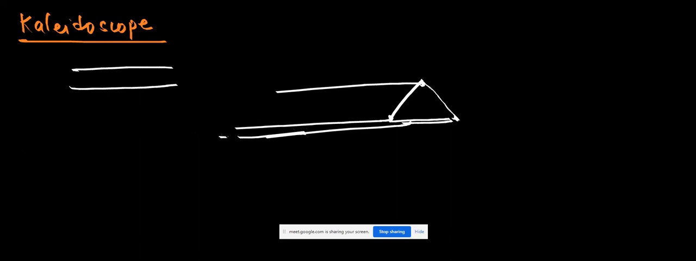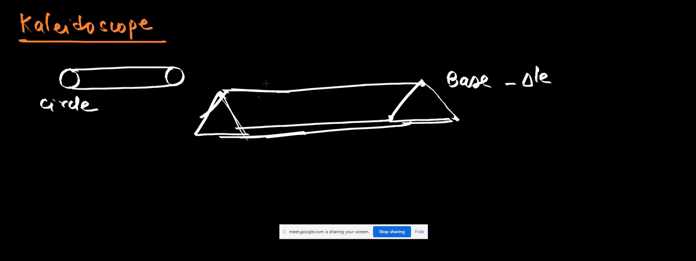So we are not taking a circular cylinder. If you take a normal cylinder, the base and the top will be in circle shape. But a kaleidoscope is a cylindrical tube where the base and the top will be in triangle shape. So three sides will be there now: first side, second side, third side throughout the tube. What are these three sides made up of? They are made up of plane mirrors.